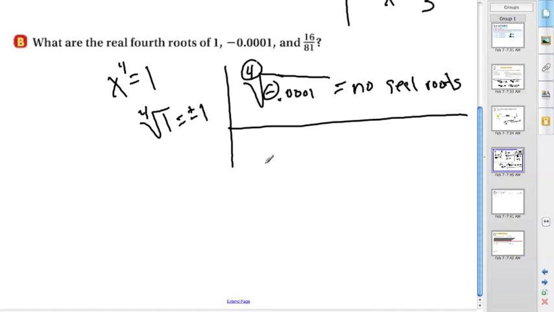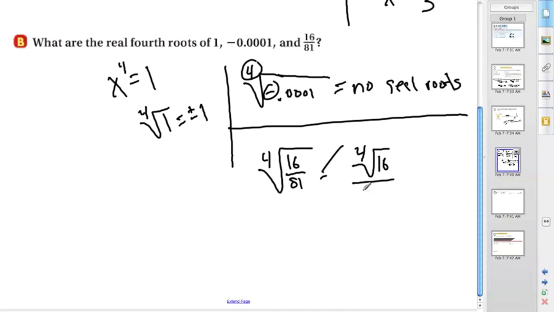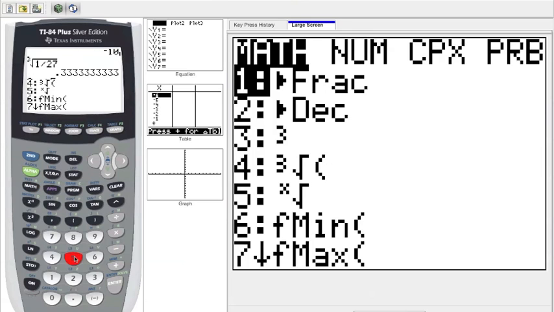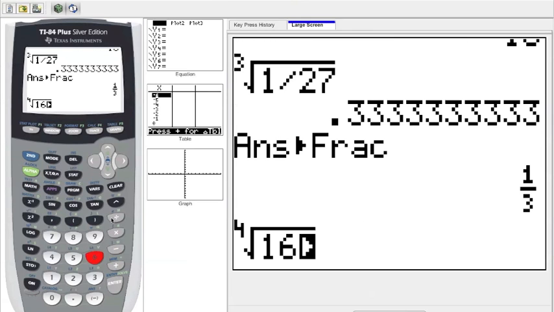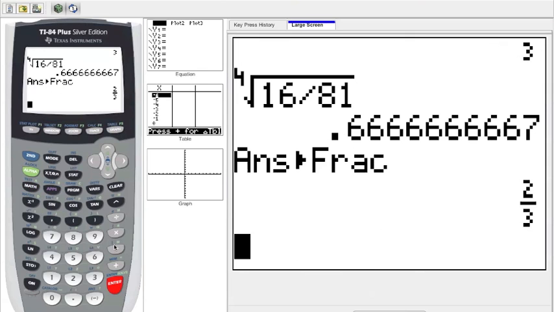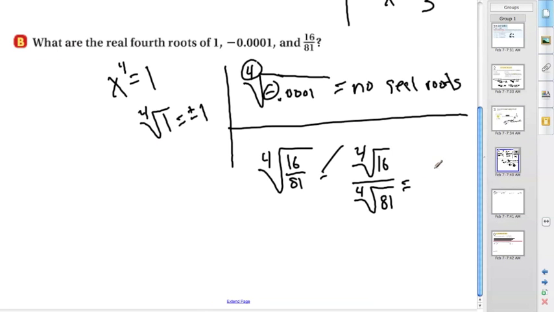And the last one, we want the fourth root of 16 over 81, which is saying the fourth root of 16 and the fourth root of 81. You can put it all underneath one radical. We'll do the fourth root. So it's 4, math, 5, 16 over 81. And we get 0.6 repeating, so we turn that to a fraction: 2/3. 2/3 plus or minus.